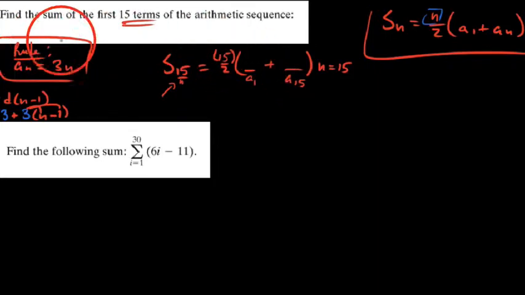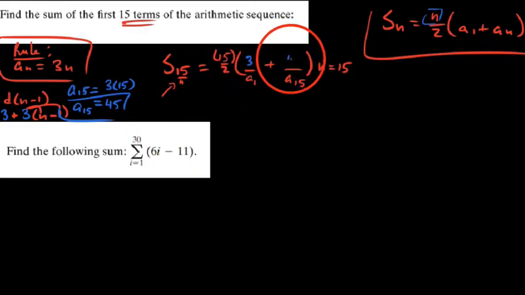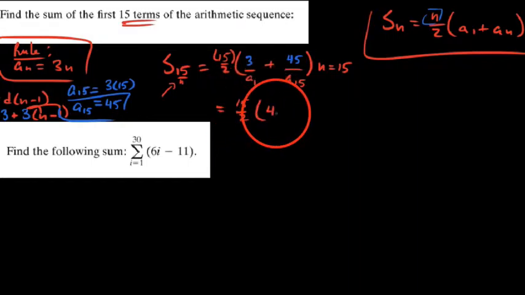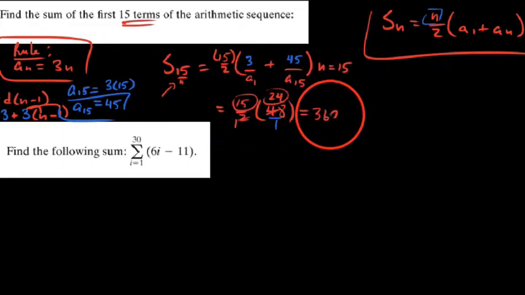Now the good news is we know A1 instantly because it's just there, it's 3. Now A15, here's where the rule comes into play. We should always go find a rule because you never know when you need to know a given term in a sequence. So the 15th term in this sequence would be 45, and we're going to put that up here also. Evaluating this, we get 15 halves times 48. Saying this is over 1, we can cross-cancel the 2 and the 48, since they share a common factor of 2. So we get 15 times 24, which is 360.